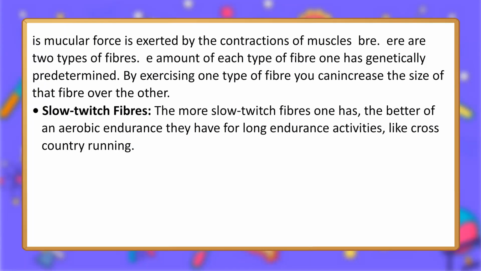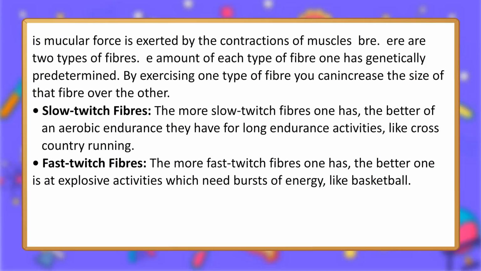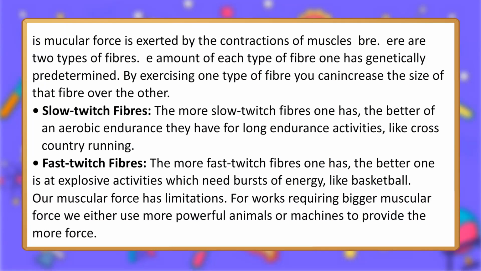Slow twitch fibers. The more slow twitch fibers one has, the better aerobic endurance they have for long endurance activities, like cross-country running. Fast twitch fibers. The more fast twitch fibers one has, the better one is at explosive activities which need bursts of energy, like basketball. Our muscular force has limitations.